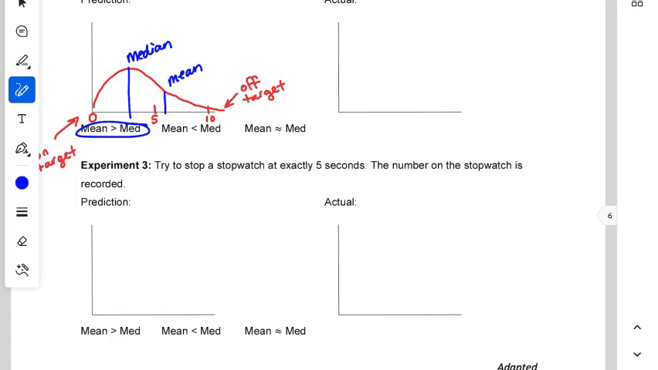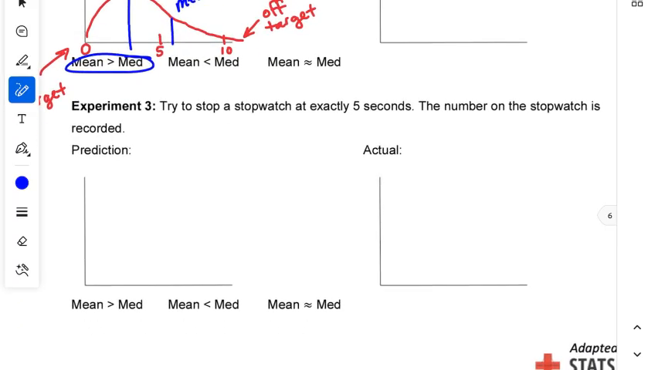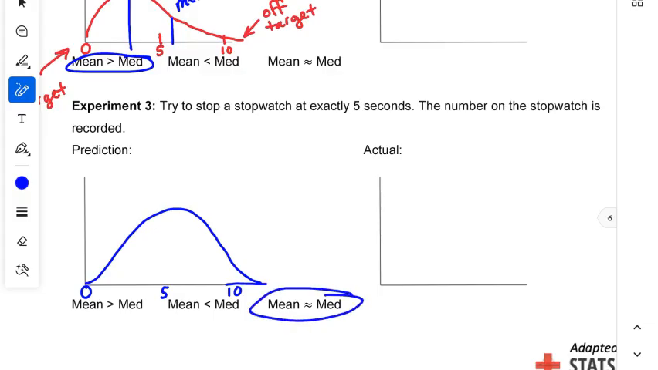Okay, experiment 3. Try to stop a stopwatch at exactly 5 seconds. The number on the stopwatch is recorded. So we have 0, that's when you start it, and we have 5, and then let's say 10. So there's all the numbers between it. So whenever you try to stop your stopwatch, you're not going to have very many at 0 because you just started it. You're going to have the most around 5. So it's going to look like this. So what does this look like? It's symmetric. So when we have a symmetric graph, the mean and the median are approximately the same.